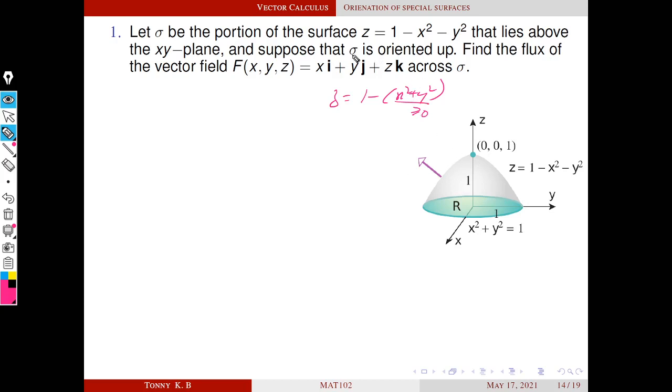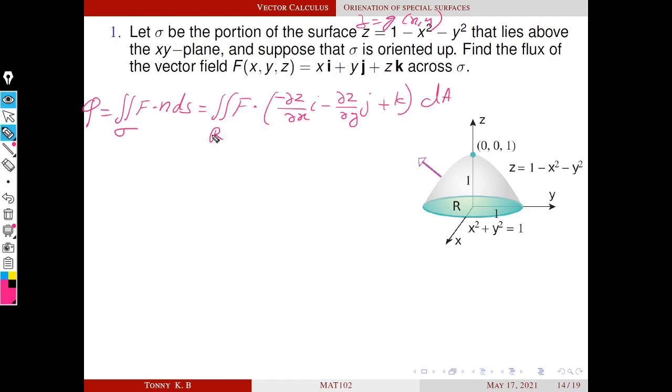Okay. So anyway, we have to find the flux. We know how to evaluate flux. It is clear that this surface is of the form z is equal to g(x,y), so we can use that formula. Our flux phi is equal to the double integral over sigma of F dot n dS. That is equal to the double integral over R of F dot this del g. This is the positive direction, so we use del g. So next we have to substitute F and this del g.